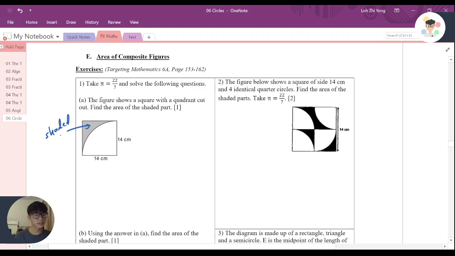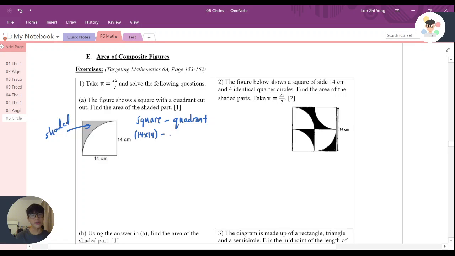I think this question is kind of easy, because as long as we find the square, which is the whole thing here, and we minus the quadrant, then this will be the area of the shaded part. Now, how to look for the square? In this case, I know it is 14 times 14. No doubts, right? Because 14 times 14, length and the base.